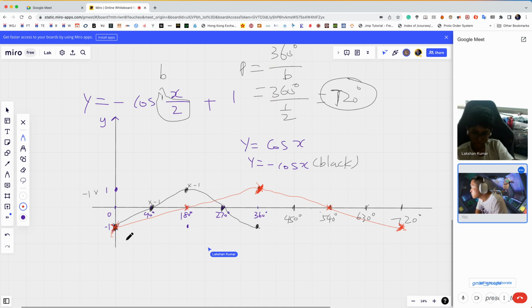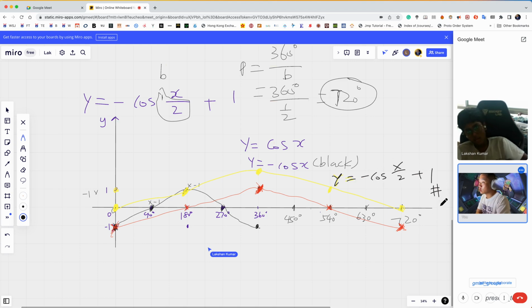Then now it's plus 1. So every point plus 1. Minus 1 becomes 0, 0 becomes 1, and 1 becomes 2. Let me use a different color. This should be here, should be here, then should be up, then plus 1. This is your y equals negative cosine x over 2 plus 1.